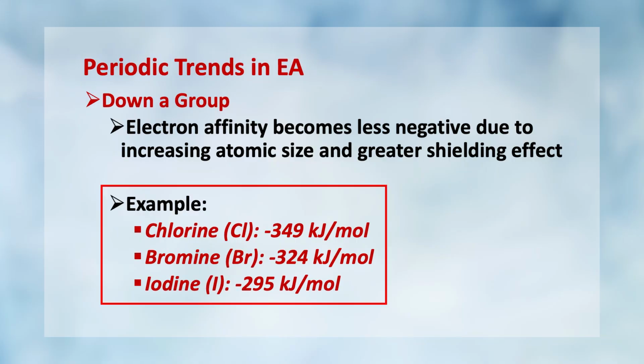Chlorine is associated with a value of minus 349 kilojoule per mole. Bromine is having minus 324 kilojoule per mole, whereas iodine is associated with an electron affinity value of minus 295 kilojoule per mole.